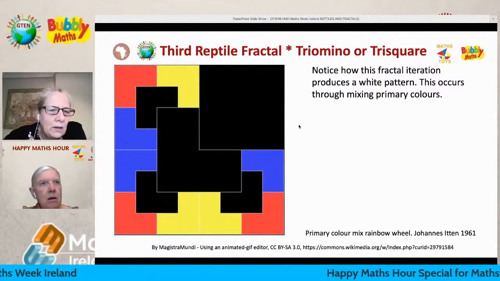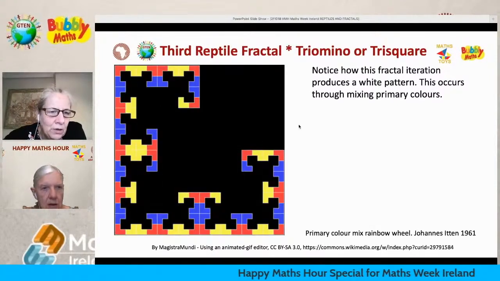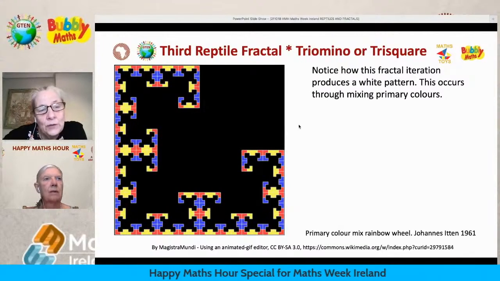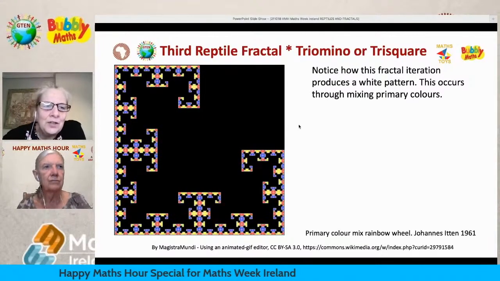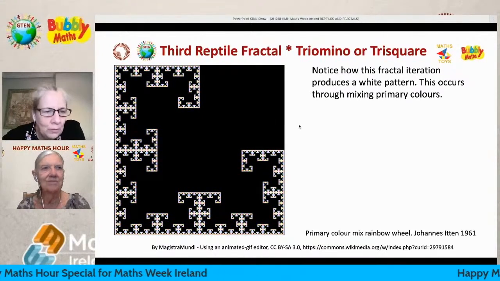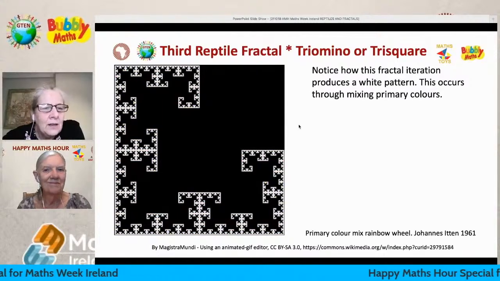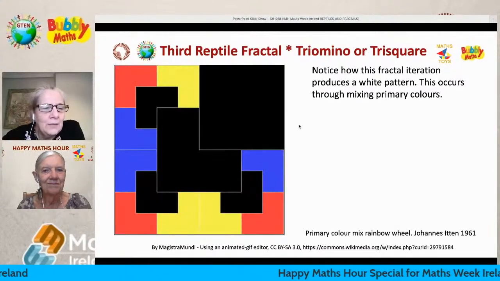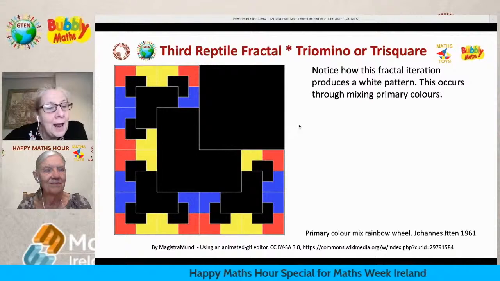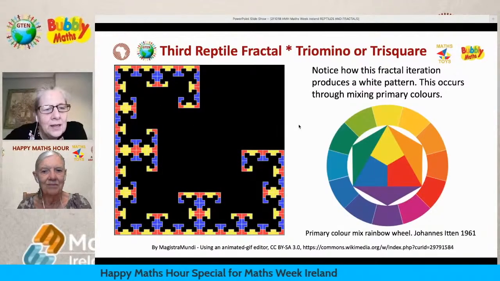We're using light as well with this. Using the pixels on a computer, you're using light, and the presence of all colours in light gives you white, gives you complete brightness, just like the sun. Whereas if you're painting, it's the absence of all colours that gives you white. So that's a little thing.